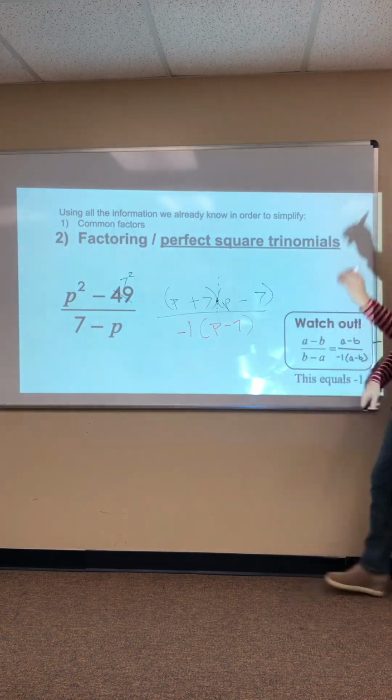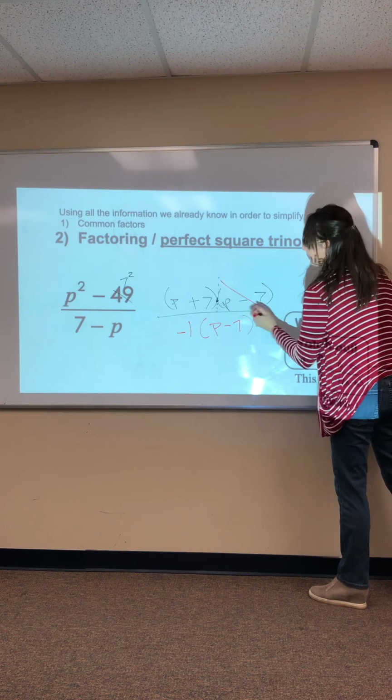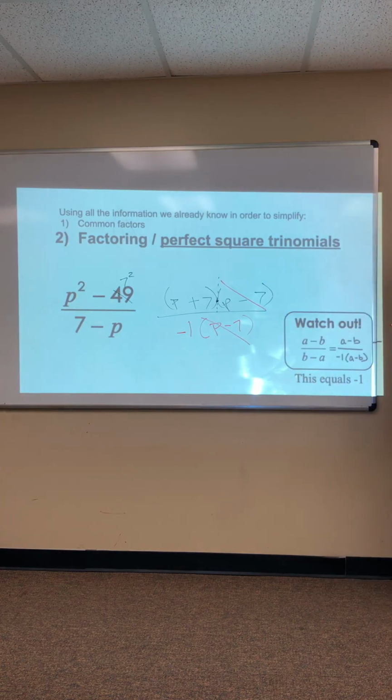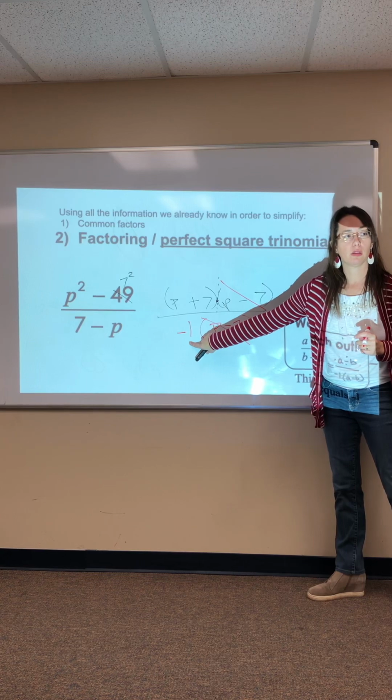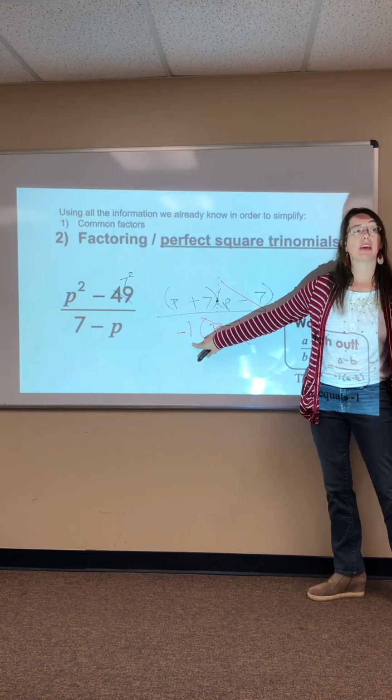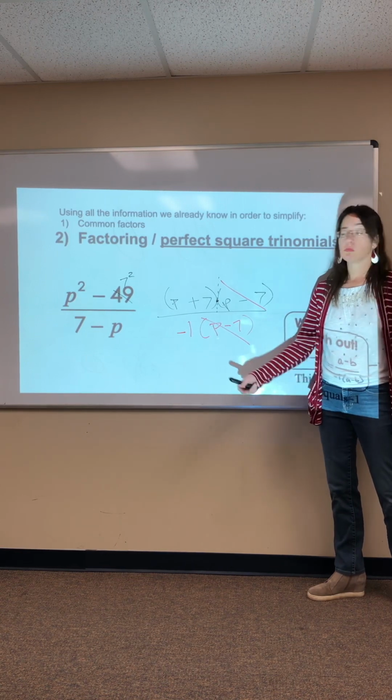Now, do we have something that's exactly the same on the top as it is on the bottom? Yes. What do we have? The p minus 7. P minus 7 is exactly the same. So what happens to this negative 1? Does it stay on the bottom? Does it matter if a negative 1 is on the bottom or on the top? No.